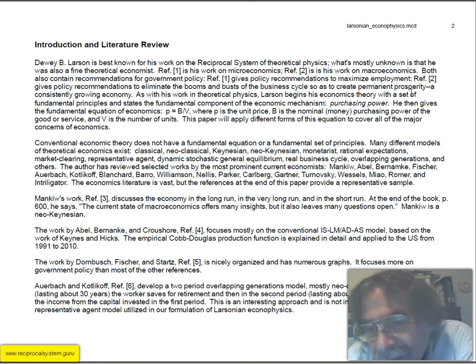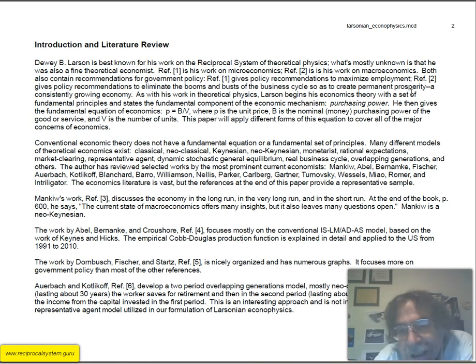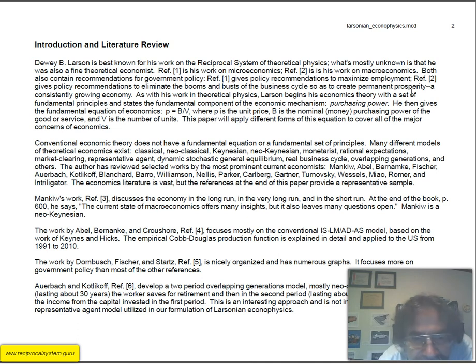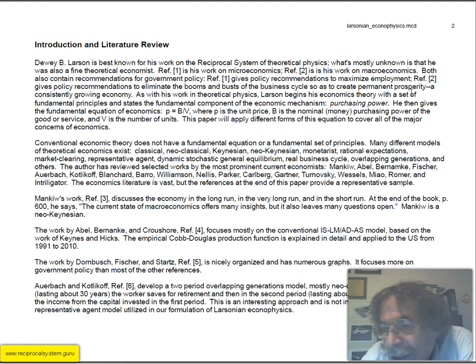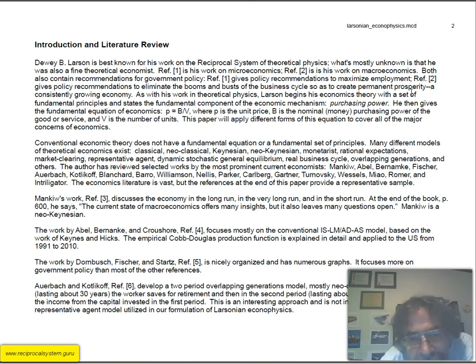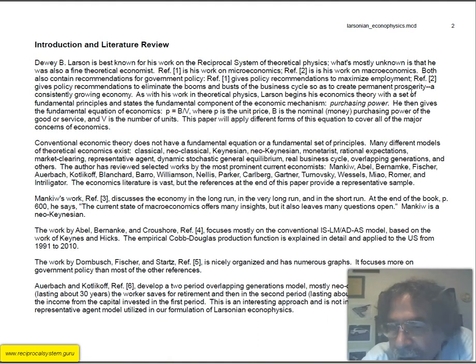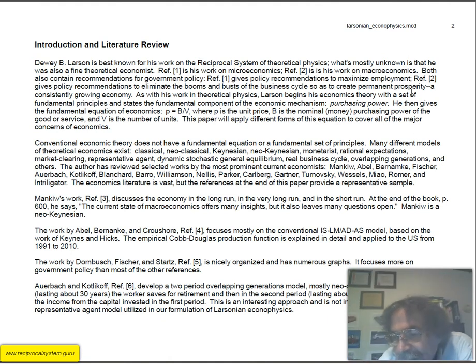Conventional economic theory does not have a fundamental equation or a fundamental set of principles. Many different models of theoretical economics exist: classical, neoclassical, Keynesian, neo-Keynesian, monetarist, rational expectations, market clearing, representative agent, dynamic stochastic general equilibrium, real business cycle, overlapping generations, and others. The author has reviewed selected works by the most prominent current economists, including Mankiw, Abel, Bernanke, Fisher, Auerbach, Kotlikoff, Blanchard, Barrow, Williamson, Nellis, Parker, Karlberg, Gartner, Tumovsky, Wessels, Miao, Romer, and Intrigator. The economics literature is vast, but the references at the end of the paper provide a representative sample.